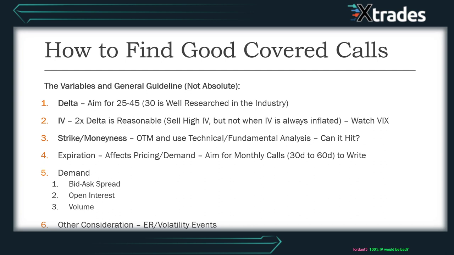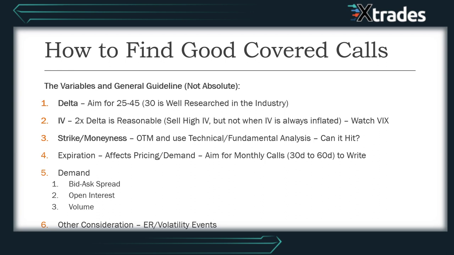And the expiration. We're going to be aiming for monthly calls usually, 30 days to, I put 60 days here, but I think 45 days is better. Usually about a month out is pretty good because that has a good premium. And we know that in the last 30 days of options expiring, theta starts kicking in big, right? That's when we see a sharp drop in premium value from theta. So that's why we picked those.